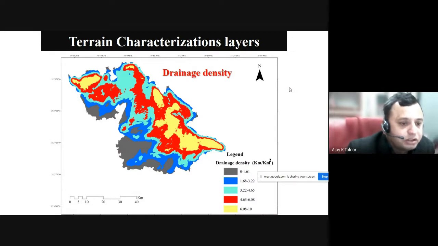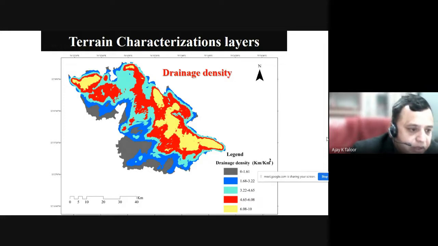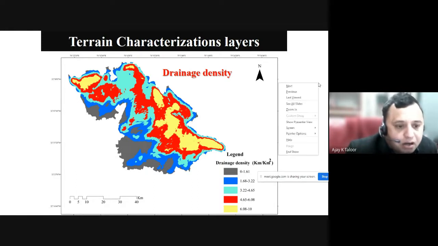So this is the drainage density. Even though nowadays we map all these kinds of drainage directly from the SRTM DEM, earlier in this particular case we marked all the drainage found on the topo sheets. We digitized it, then by using interpolation, we prepared the drainage density map.